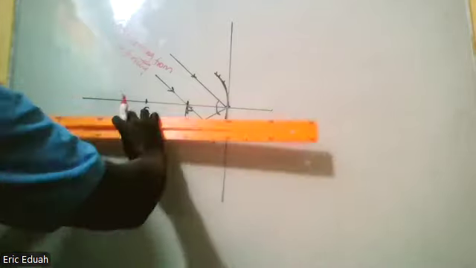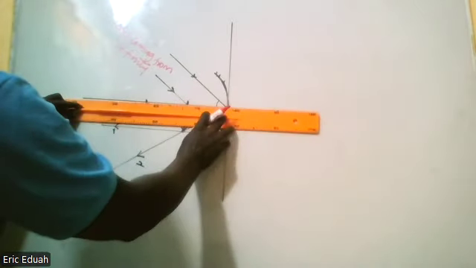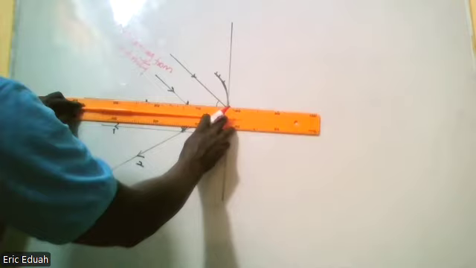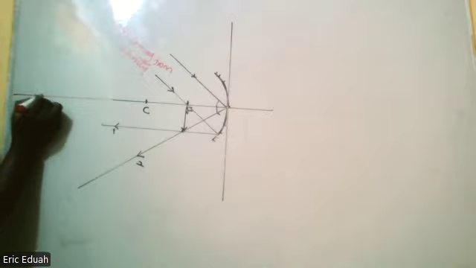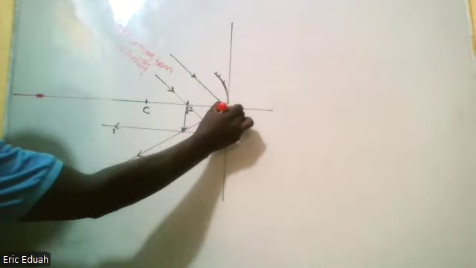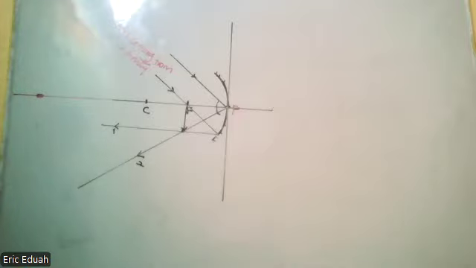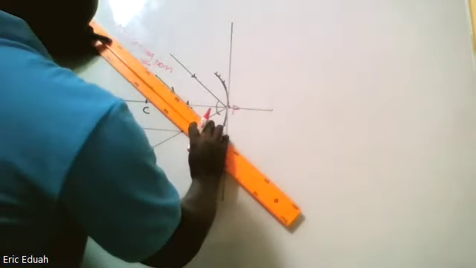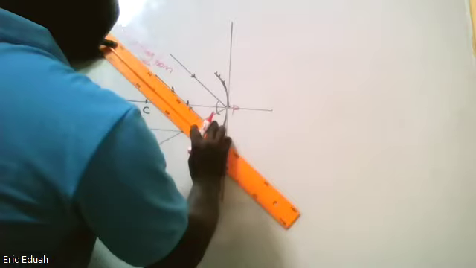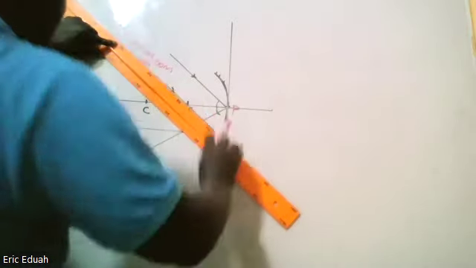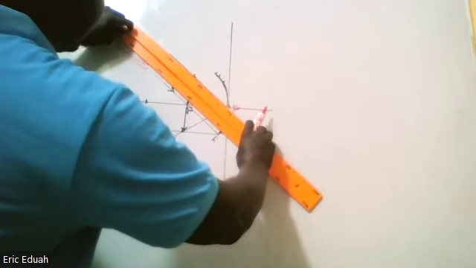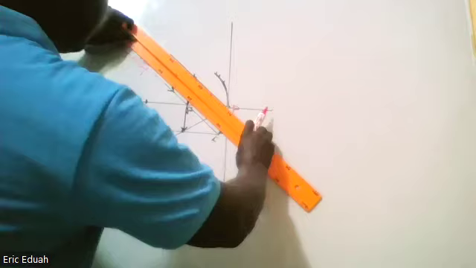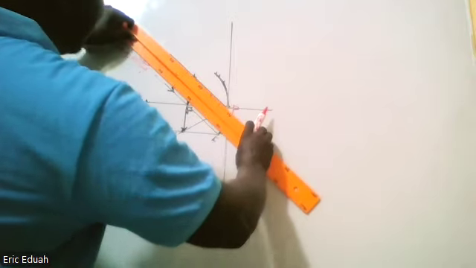Supposing this is this distance. Supposing this distance from the pole is what I'm considering as infinity, then it means the incident ray is always coming from the object. The incident rays are always coming from the object. The foot of the object and the image is always on the principal axis.